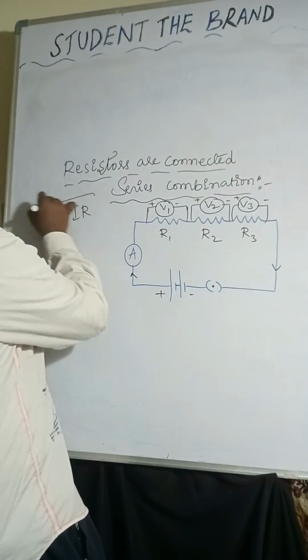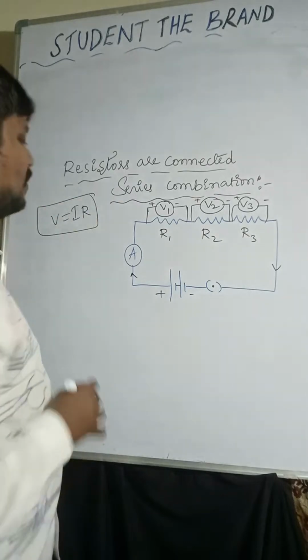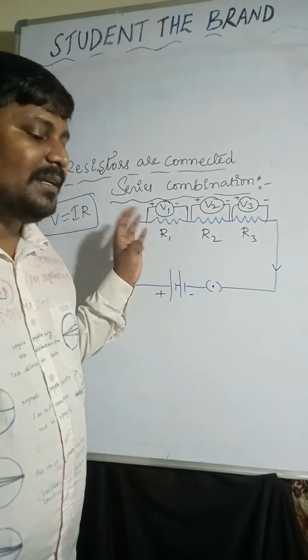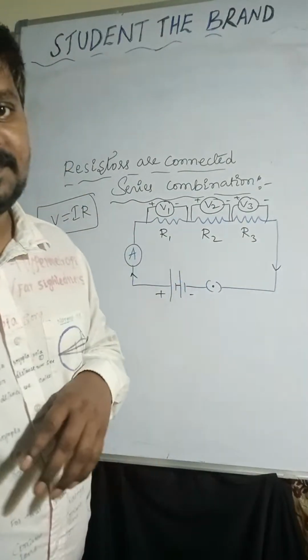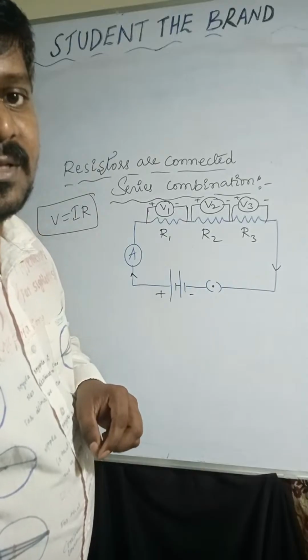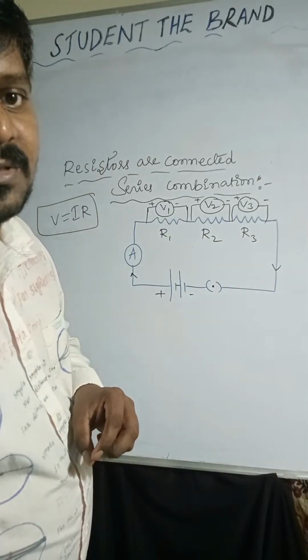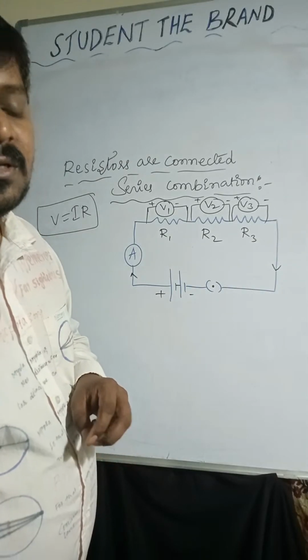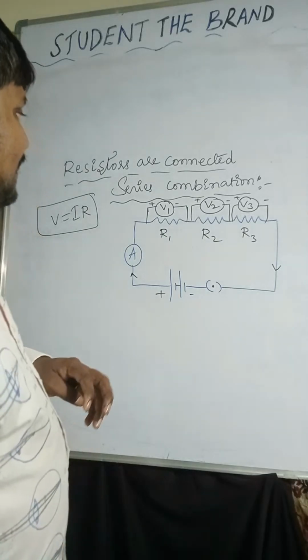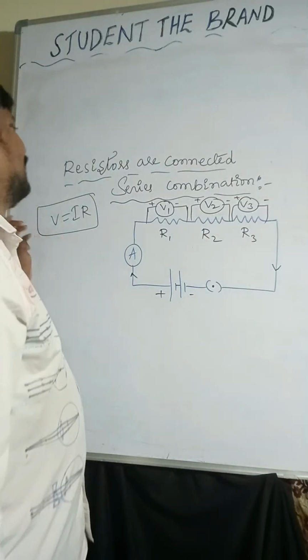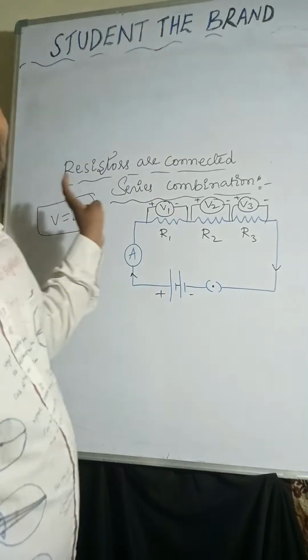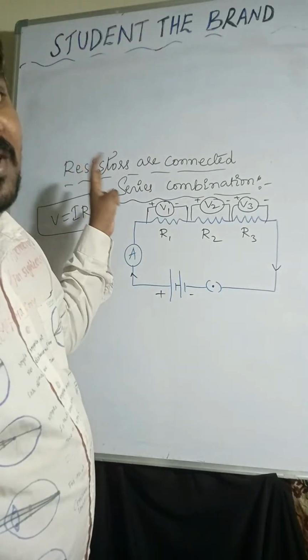Now, we know Ohm's law. What is Ohm's law? The formula is V equal to IR. This is the mathematical formula of Ohm's law.